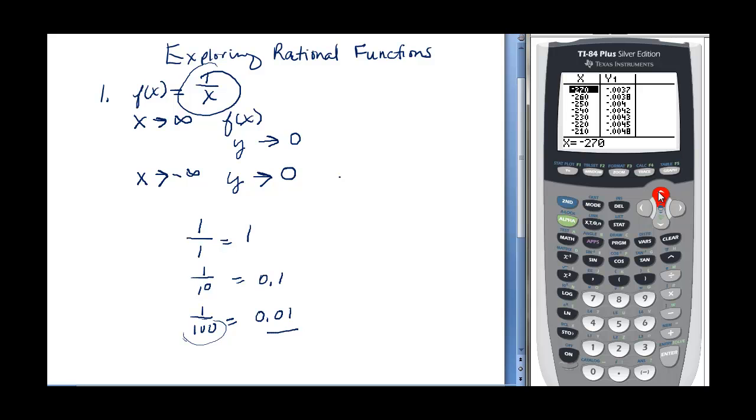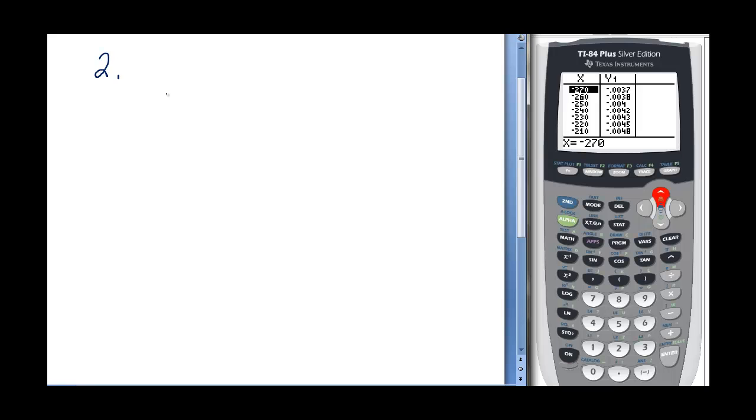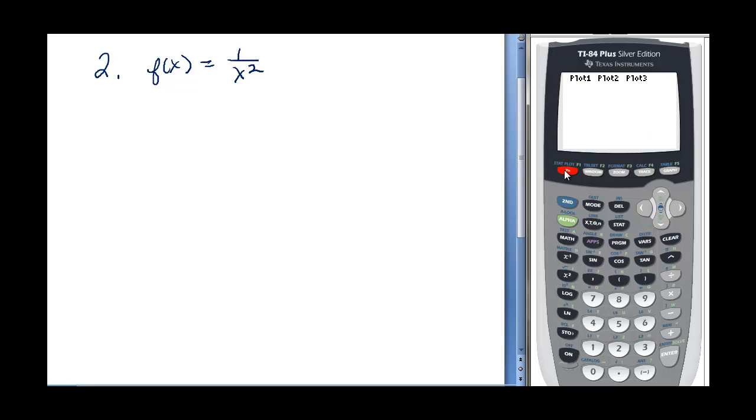Okay, so that's pretty much number 1. Let's look at number 2. This asks you to graph f of x is equal to 1 over x squared and see what's happening there. So I'm going to again go over to my graphing calculator, and I'm going to put 1 over x, and then I will have x squared. Enter. And then I graph that.